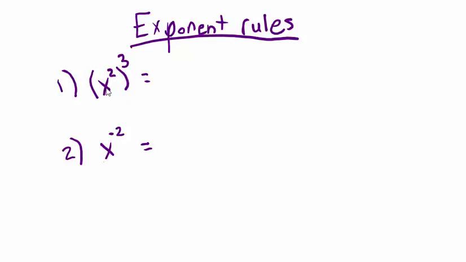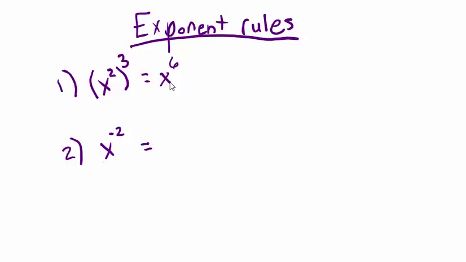If we have a power to a power, so that's what we call this, we multiply the exponents. So instead of adding 2 and 3, we need to multiply 2 and 3. So 2 times 3 would then give me x to the 6. And I'll show you why that is in a minute.